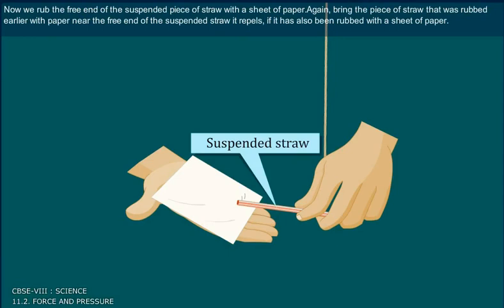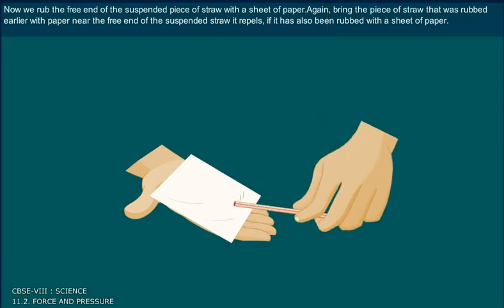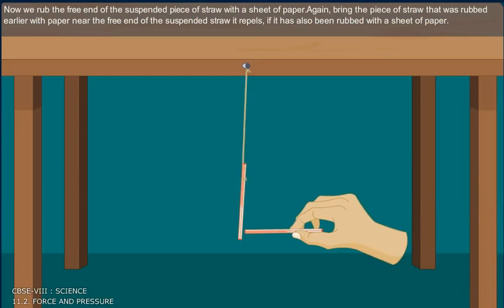If we rub the free end of the suspended piece of straw with a sheet of paper, again bring the piece of straw that was rubbed earlier with the paper near the free end of the suspended straw, it repels, if it has also been rubbed with a sheet of paper.